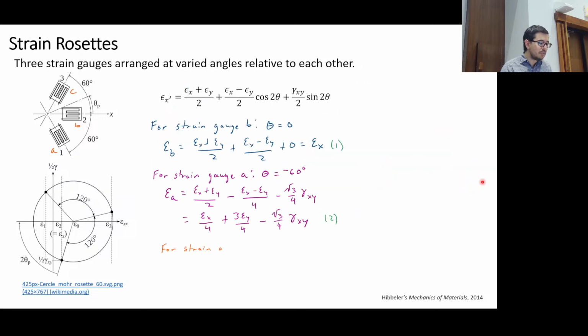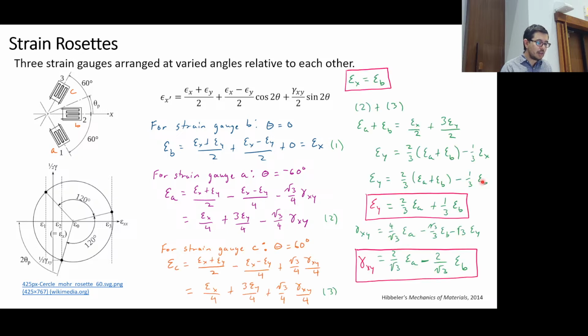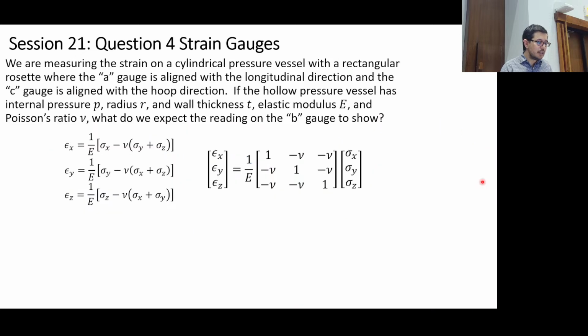This is the transformation for the 60-degree rosette, okay? It's a little bit more complicated and you don't have to really do it. And question 4 is to look at a rectangular rosette on a cylindrical thin-walled pressure vessel. Okay?